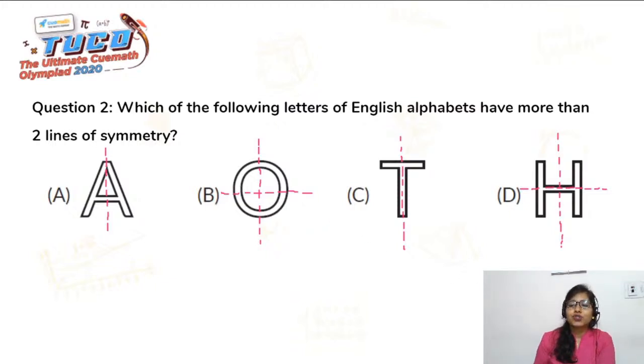Now let's get back to O. As you can see, O is a circle. So no matter in whichever direction you draw the lines of symmetry, it will always give you a symmetrical shape, right? Whether you draw it here, whether you draw it through this point. And you can see that at any point, you can again have more symmetrical lines between these. So I can conclude that O is the letter which has an infinite number of symmetrical lines. So hence option B is the one which has more than 2 lines of symmetry.